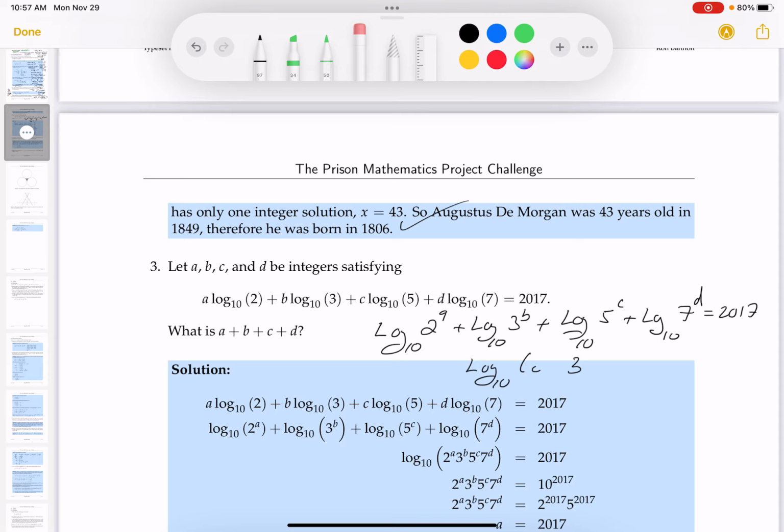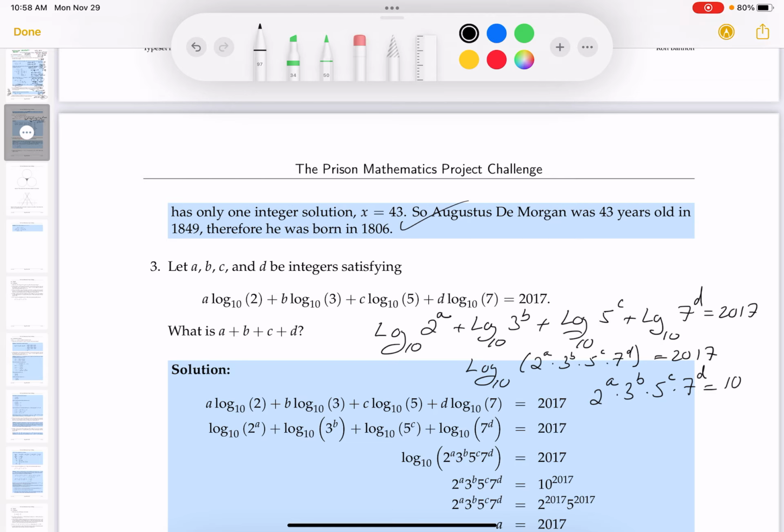Let me erase this over here. Sorry about that. That's why I like to type things. I don't make mistakes when I'm typing. It's when I write, I can't read what I've written down. So it's 2 to the A times 3 to the B times 5 to the C times 7 to the D is 2017. I'm going to write it without the log now, and it's going to be 2 to the A, 3 to the B, 5 to the C, and 7 to the D.